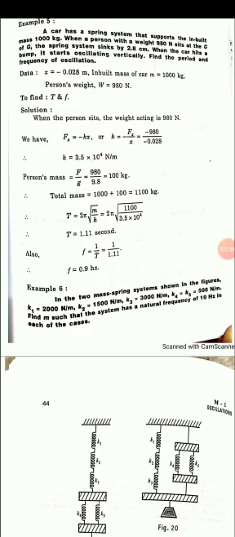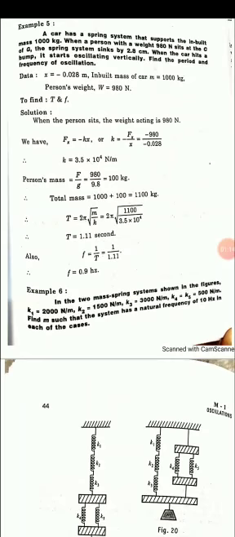Next, see the person's mass, that is equal to F divided by g. So that is 980 divided by 9.8. You are getting 100 kg here. So for the total mass, you add the car mass and the person's mass. Totally you are getting 1100 kg.